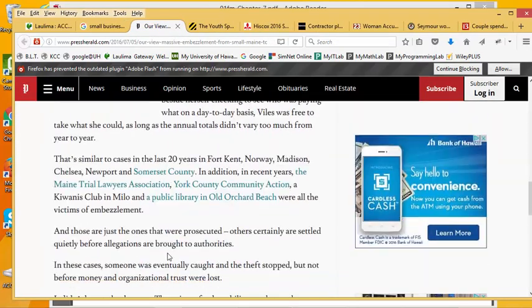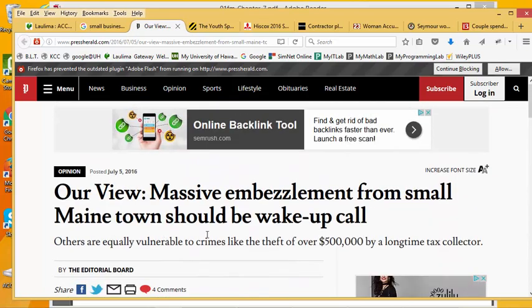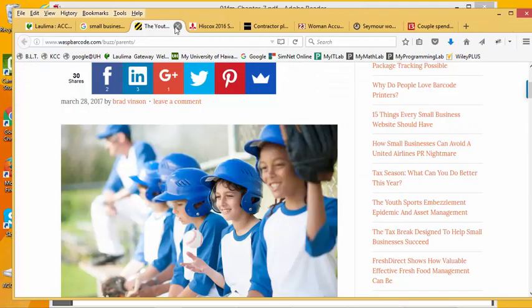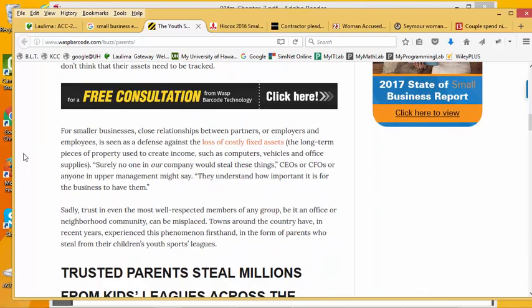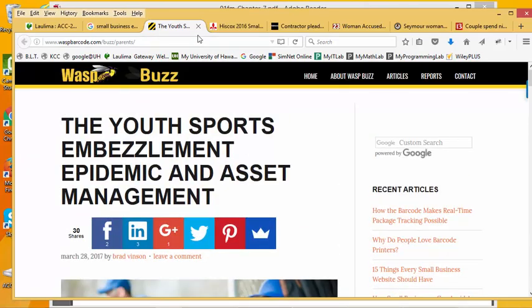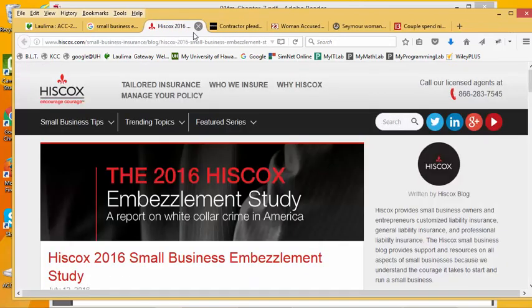Massive embezzlement from Maine town. Oh, lots of details. Oh, terrific. And it's current and everything. It's within the last year, but it's not a business. It's a township or a governmental organization. No, no can do. How about this one? Little League mom stole $200,000 over the last 10 years. Not a small business. It's a nonprofit or an unincorporated nonprofit.